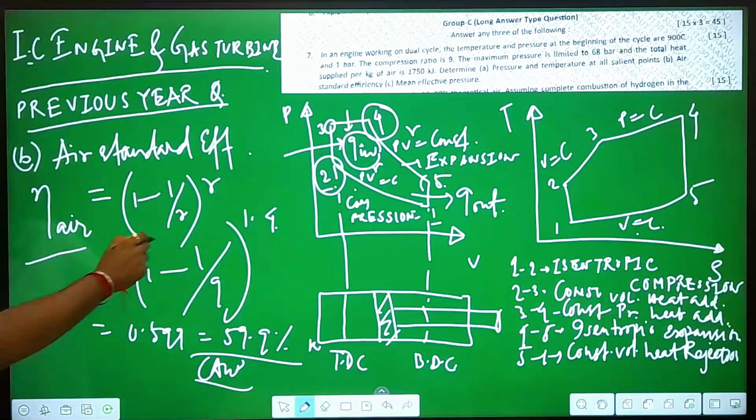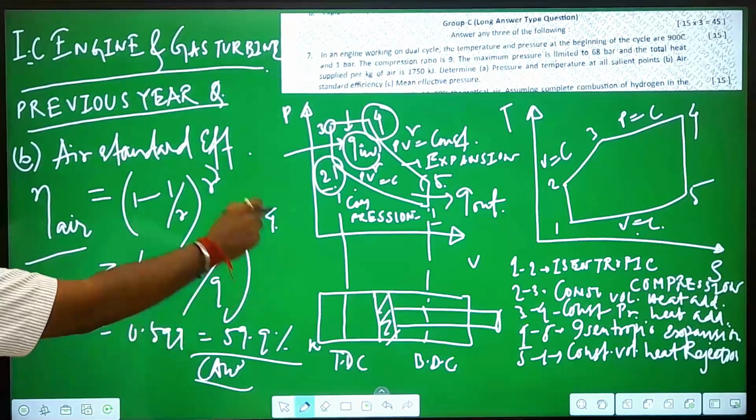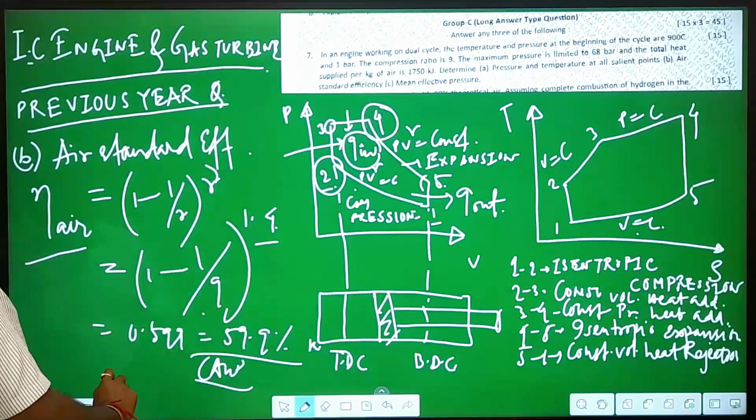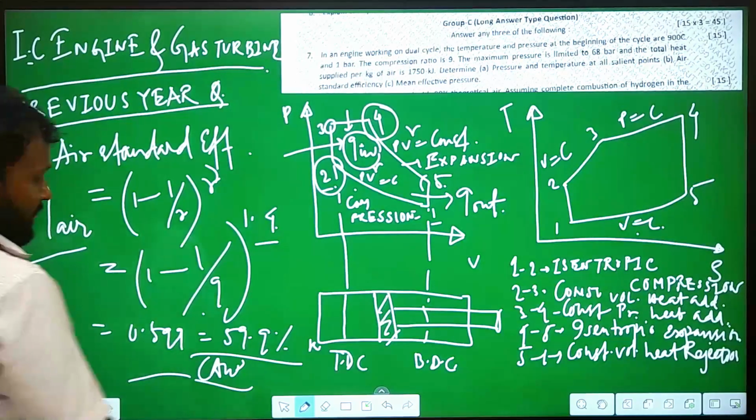So, eta air is 1 minus 1 by r whole to the power gamma. Here r is the compression ratio, 9, and gamma is 1.4. From there we can calculate that the air standard efficiency is 0.599, or 59.9%.